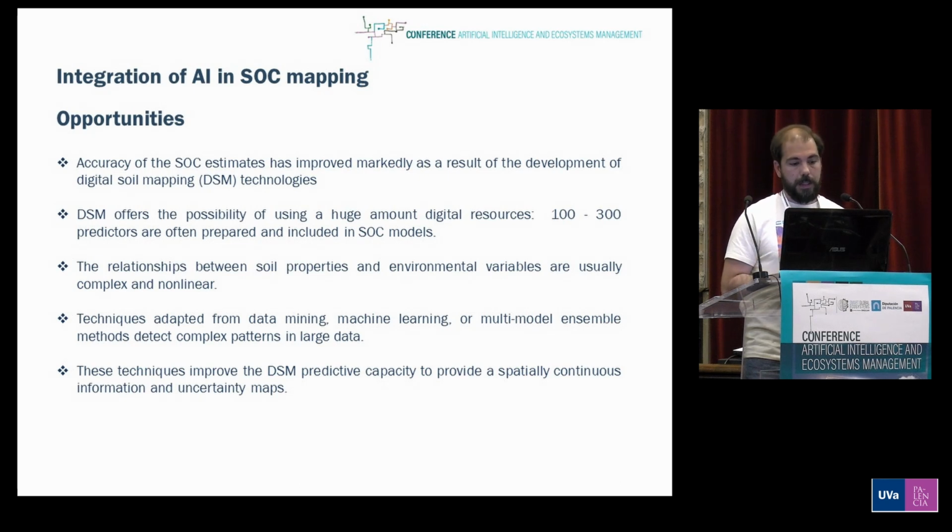It is important that the relationship between the soil properties and the environmental variables are usually complex and non-linear, especially in degraded soils and especially if you don't have many samples.